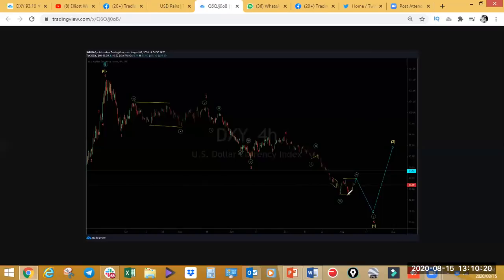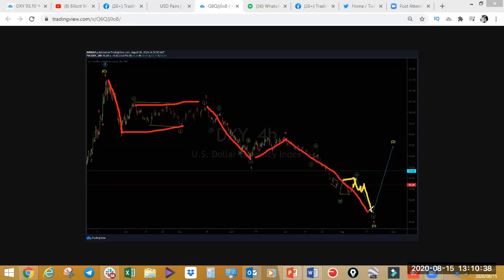As you can see here, the DXY, we were forecasting that we're going to come up here and continue to the downside. So we are looking for that wave 5. Essentially what we have here in the red degree is a 1 here, and we've got this flat correction here in wave 2, 3, 4, and looking for this extended wave 5, and that is what we're looking at now. We're looking for this to continue to the downside.